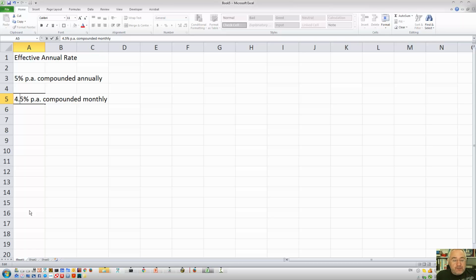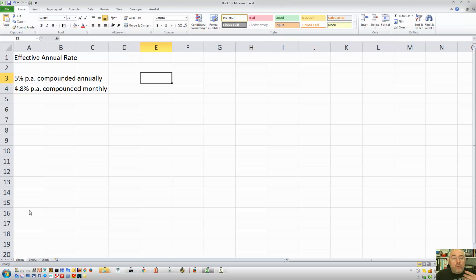Actually, let's make it more interesting. 4.8% compounded monthly. Which of those is higher? How can you compare? Well, you can compare by turning them into an effective annual rate. Remember that if it's compounded anything but annually, the 4.8% per annum is just terminological. It's not a real rate. The real rate, if you're compounding annually, is not 4.8% per annum.